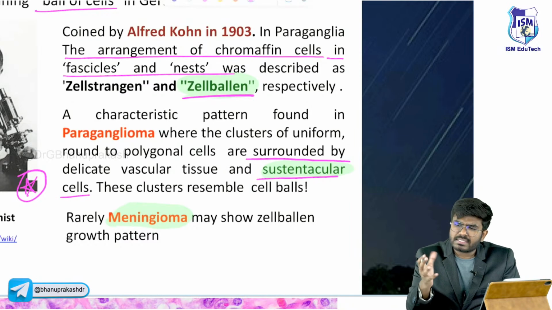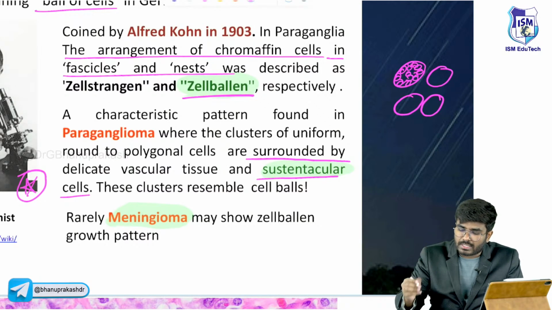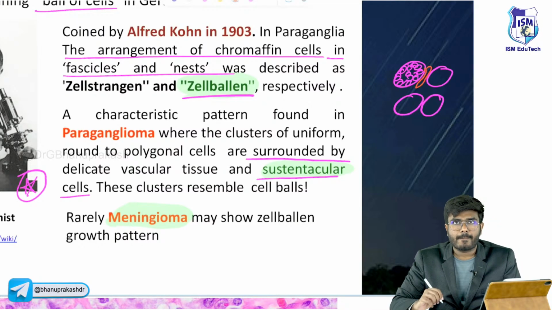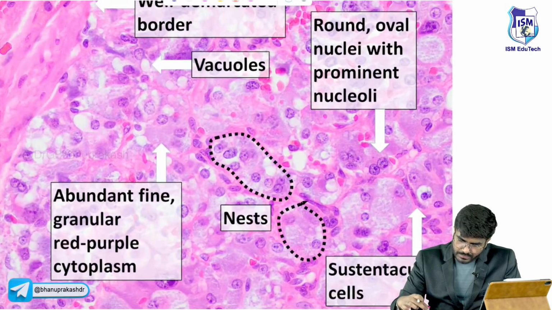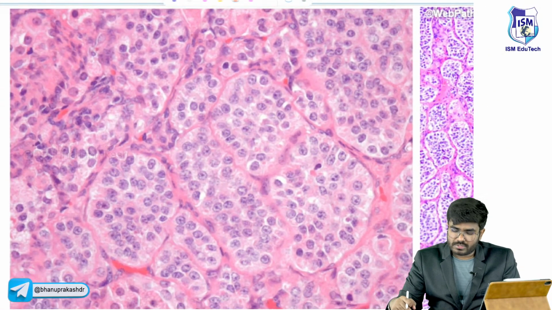The tumor cells are arranged in the form of balls. The balls are made up of chromaffin cells, but these tumor cells are also surrounded by cells called sustentacular cells. Now look at the histology. This is the pheochromocytoma.